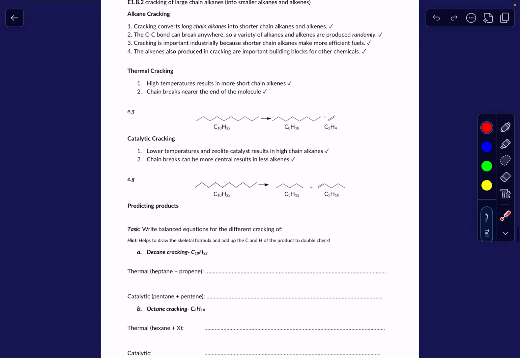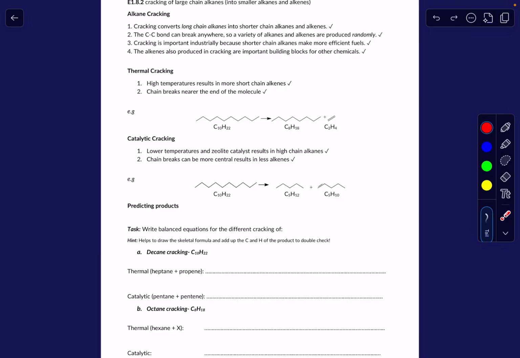The other cracking we have is catalytic cracking. And for this, we use a zeolite catalyst, just a term you'll need to remember, and then lower temperatures. For this, the chain breaks more centrally. So you're basically going to try and find the midway point and then split it. When you're doing any form of cracking, the products will always add up to what you started off with.